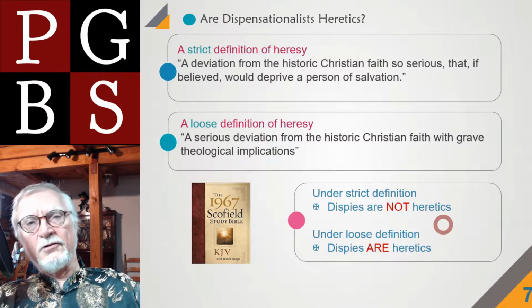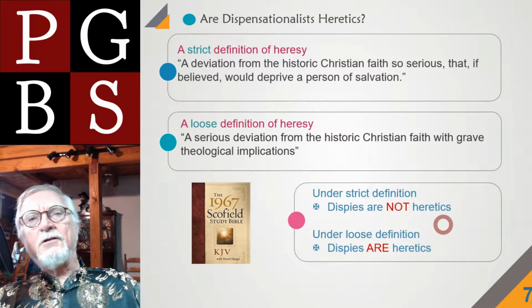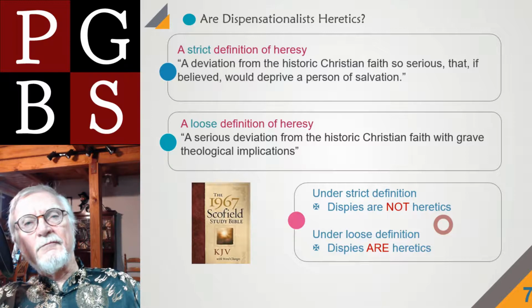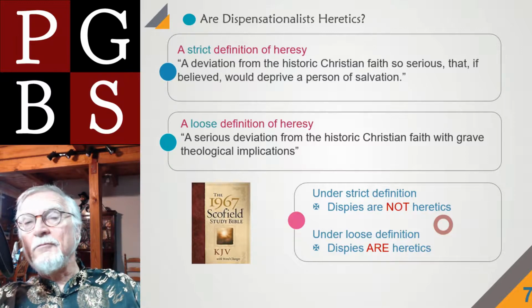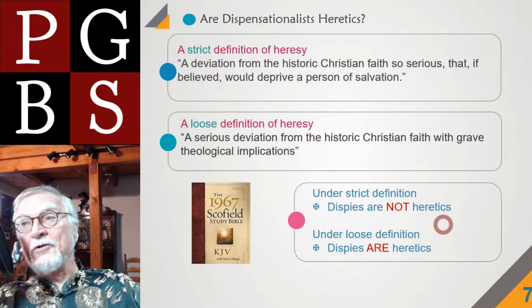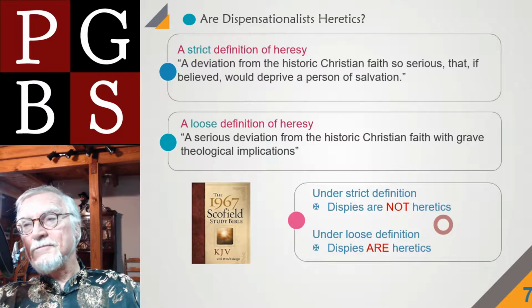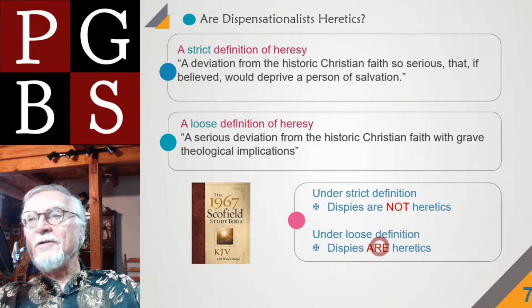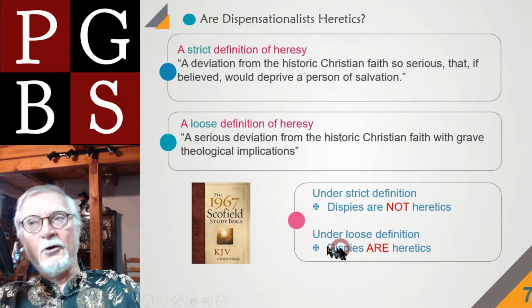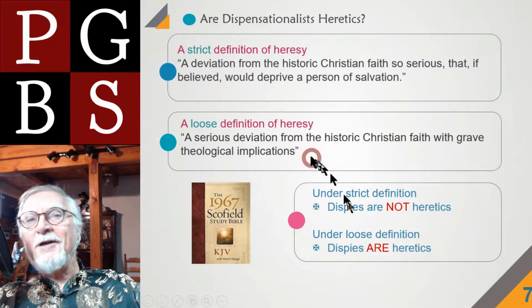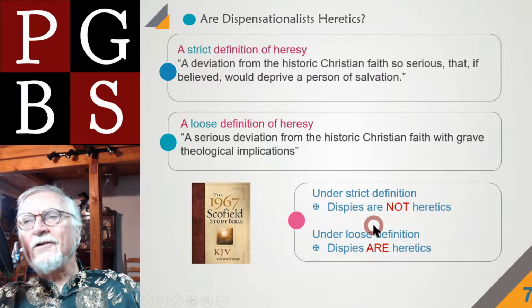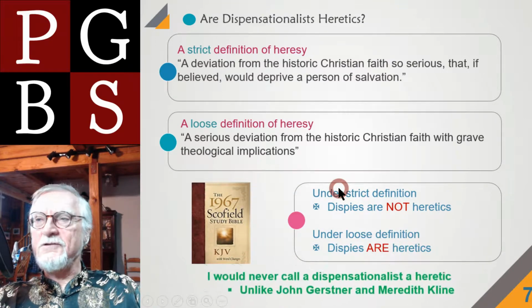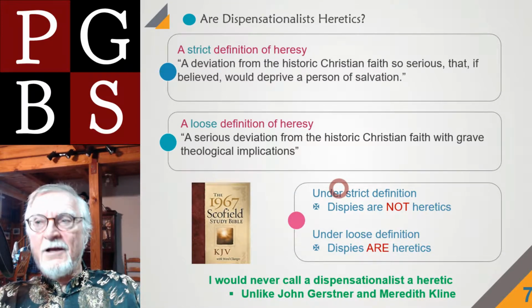Dispensationalists trained me in my early high school and college years, until I got involved in the charismatic movement and realized dispensationalists were trying to deny the obvious, that they say that miracles don't exist after the first century. And I saw miracles happening, and so I chunked dispensationalism. But I would never, ever say that a dispensationalist was a heretic. They're not. They're Christians. You'll see them in heaven. Now, under the loose definition that heresy is a serious deviation with grave theological implications, oh, yeah, on that definition, dispensationalists are heretics. But I'm not even going to use the word heretics. I'm going to say they're errorists. They're wrong. I would never call a dispensationalist a heretic.